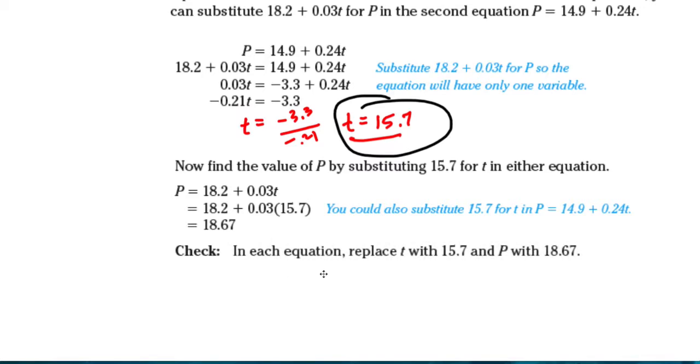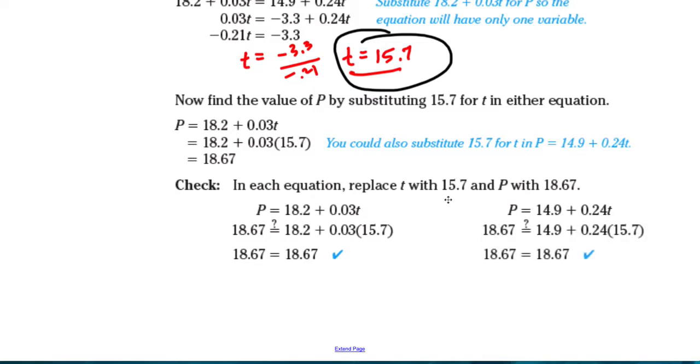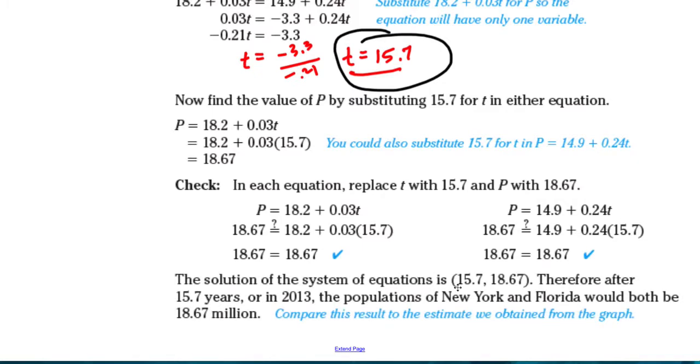Then we have to check if our solution makes sense. In each equation, replace T with 15.7 and P with 18.67. You will notice that it makes both equations true. So the solution of the system of equations is 15.7 and 18.67. Therefore, after 15.7 years, or in 2013, the populations of New York and Florida would both be 18.67 million.